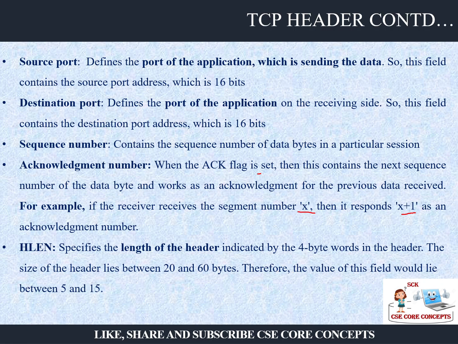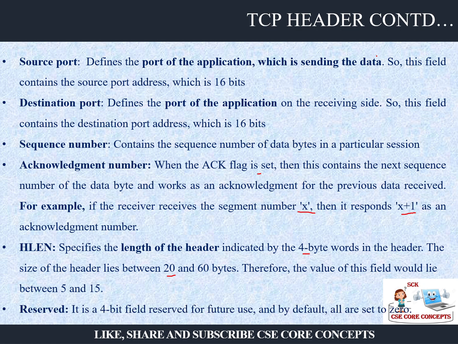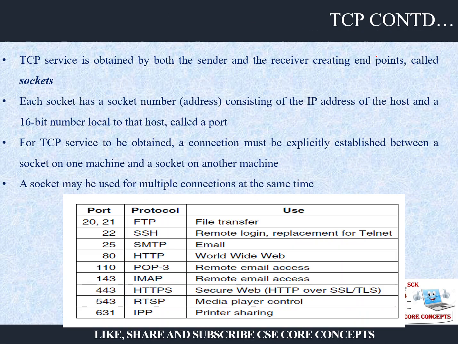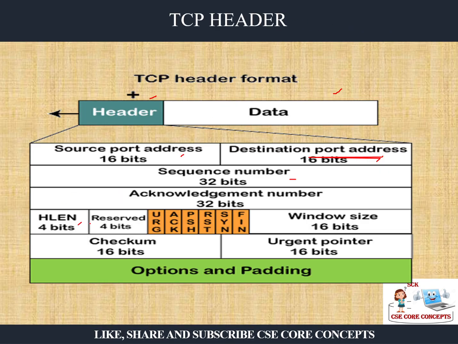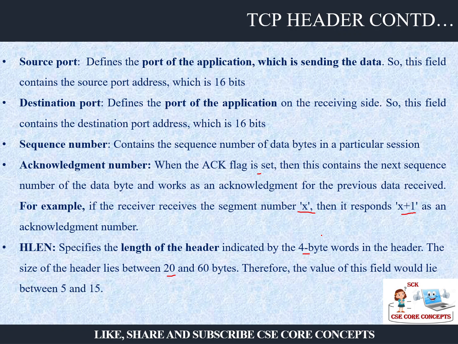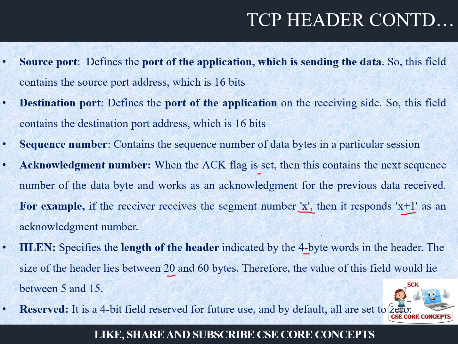Then the next field is the HLength field, that is the length of the header. It is indicated in 4-byte words. The size of the header is between 20 and 60 bytes, so the field would lie between 5 and 15. Then comes reserved. So it was the HLength, then reserved, and then we will see the flag bits. Reserved is for future use. Right now in IPv4 we are not using it, so its default value is 0.